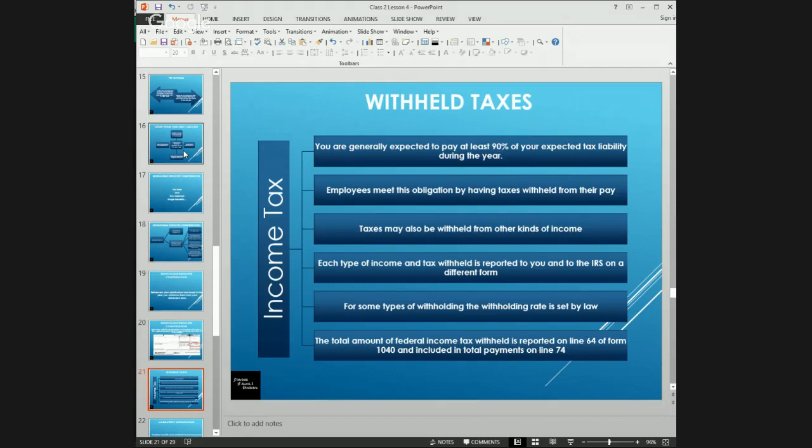When you're working with income taxes, you're generally expected to pay in at least 90% of your expected tax liability during the year. Employees must meet this obligation by having taxes withheld from their pay. Taxes may also be withheld from other types of income. Each type of income and tax withheld is reported to you and to the IRS on a different form. For some types of withholding, the withholding rate is set by law. The total amount of federal income tax withheld would be reported on line 64 of the Form 1040, and it's included in your total payment line on line 74.